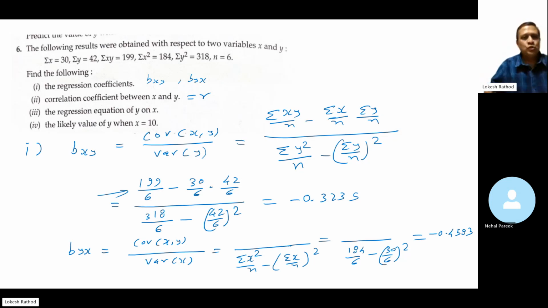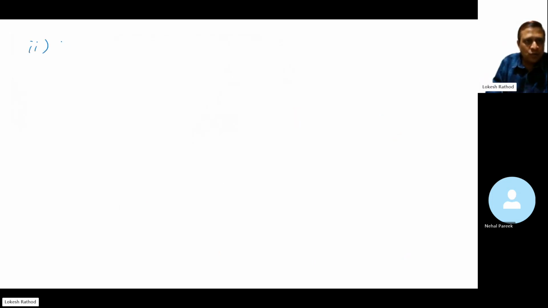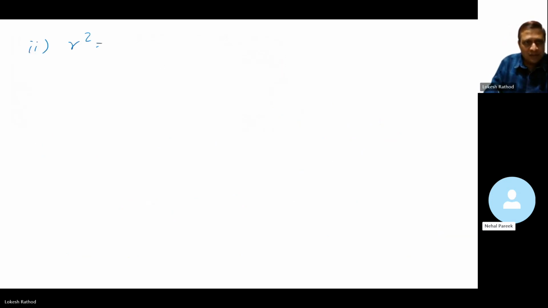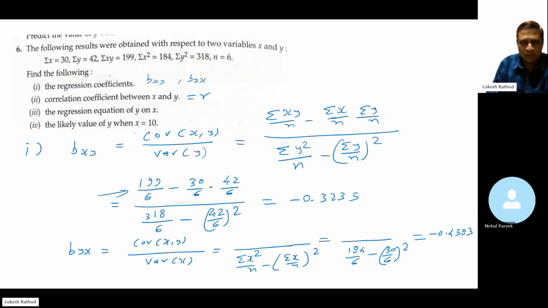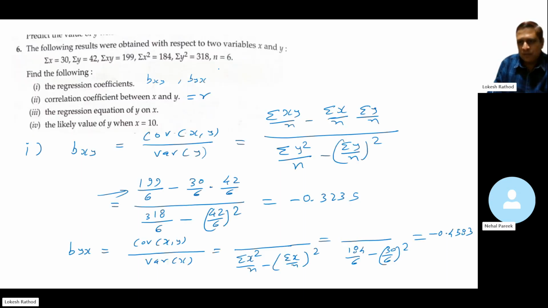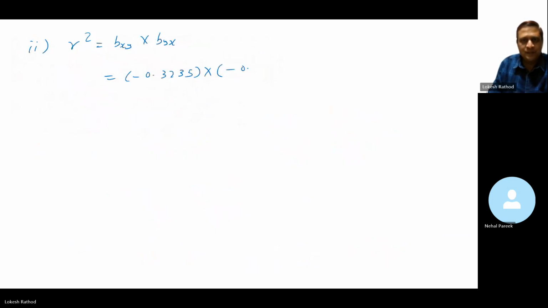So this is done. Now for the second portion, they are asking for the correlation coefficient between x and y. We already know bxy and byx. So can we use this directly to find r? Yeah. What's the formula? r square is equal to bxy into byx. Correct. So r square is minus 0.3235 times minus 0.453. Yes. So what is r square?